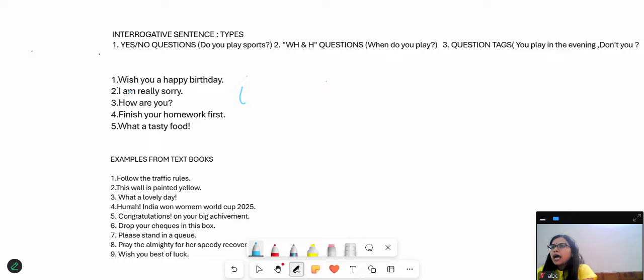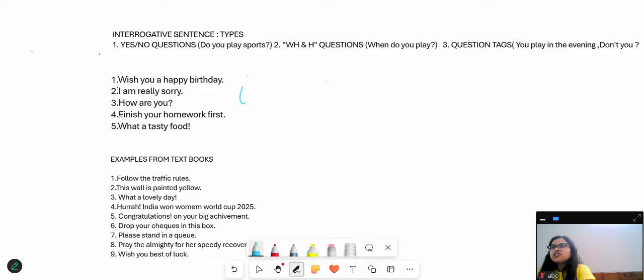right? Now the second is, I am really sorry. Can you apply the knowledge that I gave you right now? If yes, then you will find that it's just giving us some information, that I'm really sorry. And the sentences which give some information fall in the category of declarative and assertive sentences. Now the third is how are you? Isn't it very simple? It poses a question. It is asking your state of being, your well-being. So it is an interrogative sentence.